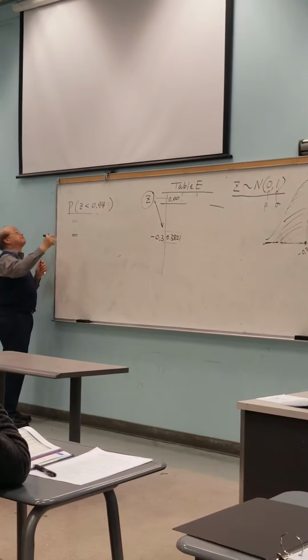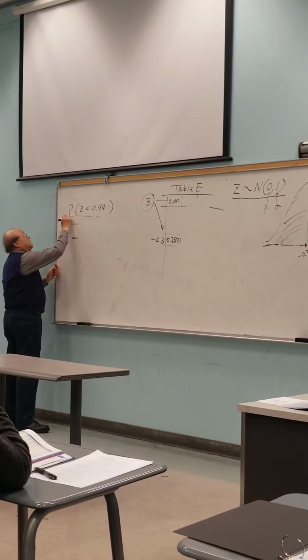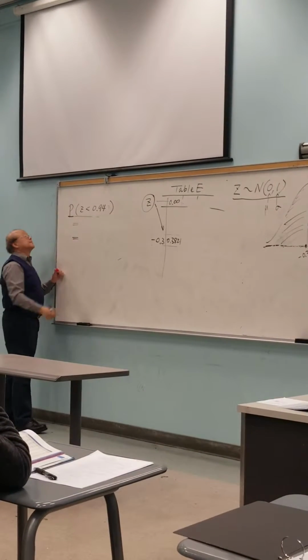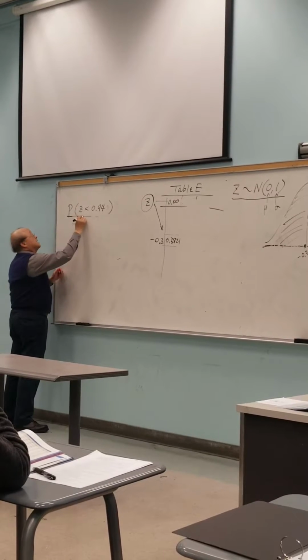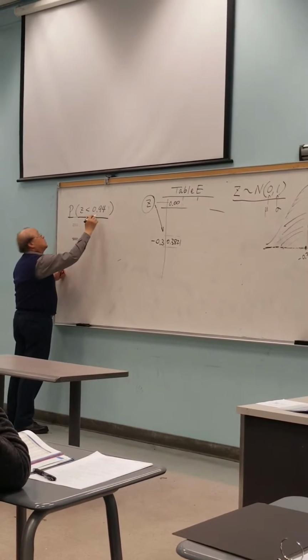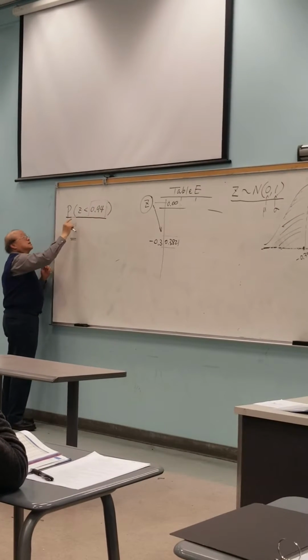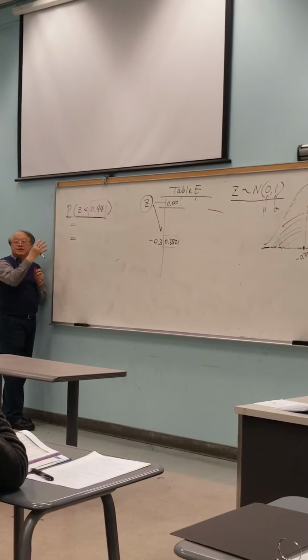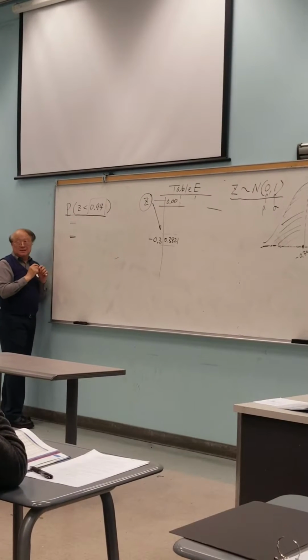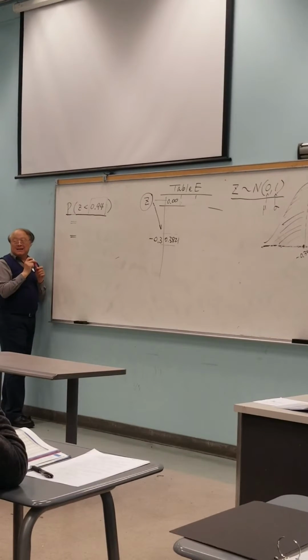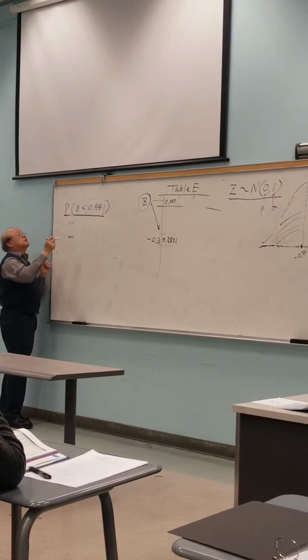Question number 1. Every probability corresponds to one area. Is it the right side area or left side area of this point? This probability equals which side area? The area on which side of this point? Left side, right hand side. Why do you know that?